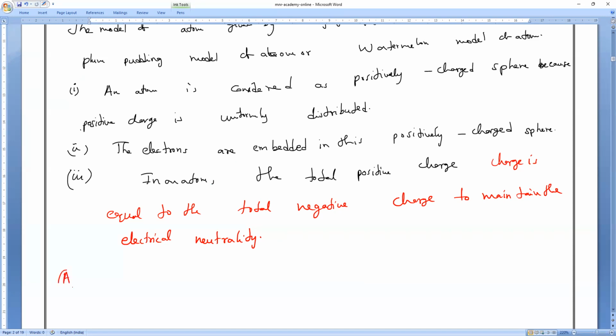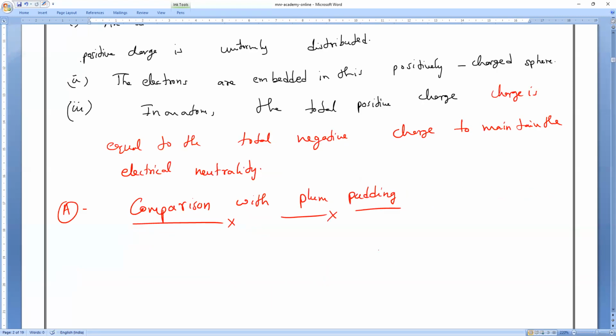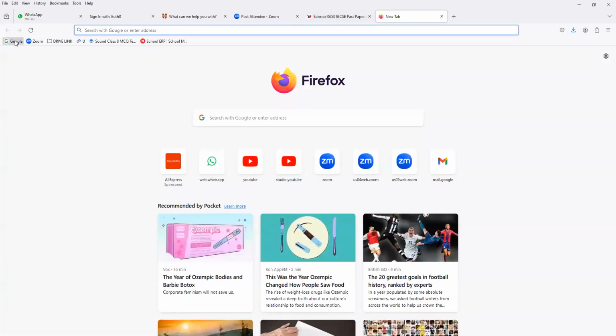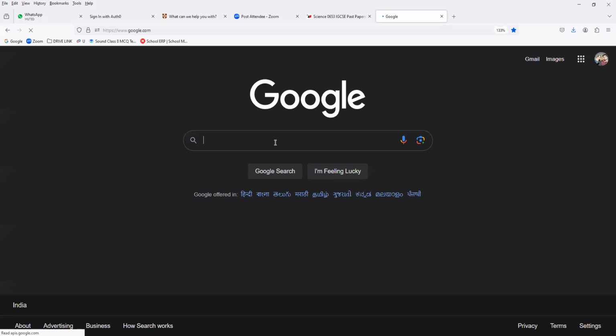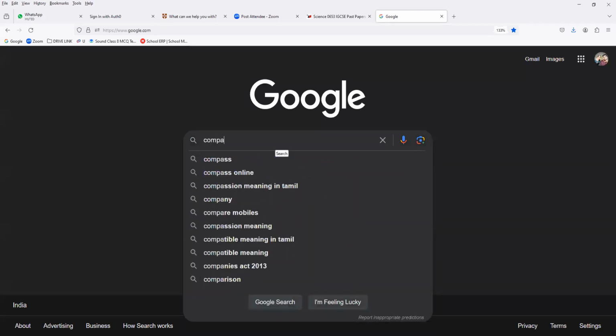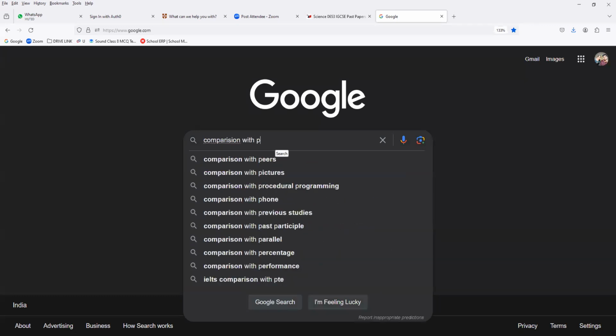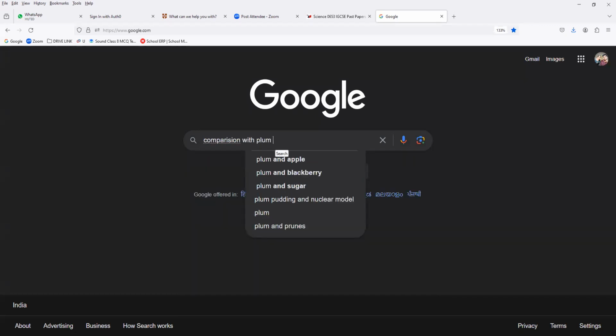That is the first thing, point A. So Mr. J.J. Thomson compares the atom with what? With the plum cake. Plum pudding. Okay, everybody, let us see that. I'll show you and then I'll explain so that you all understand. So you can go through that and make your notes. What is he comparing with? Plum pudding. Yes, comparison with the plum cake.